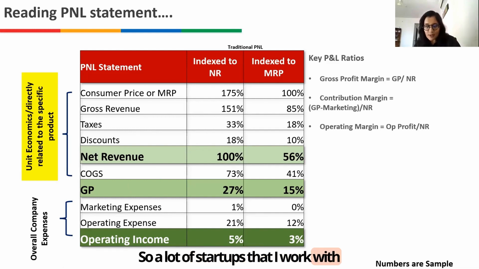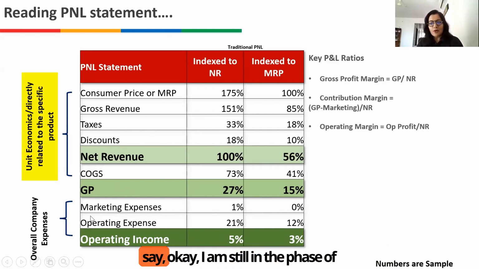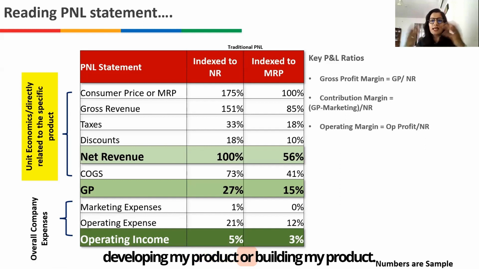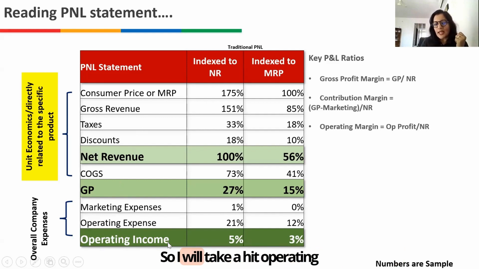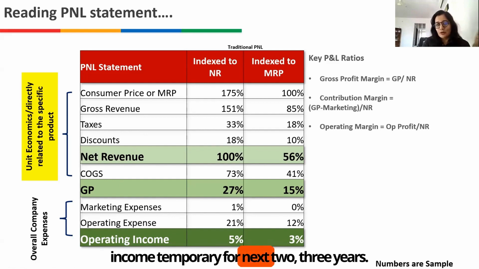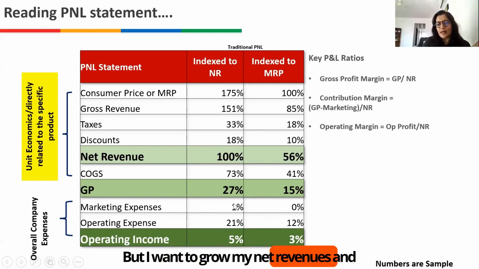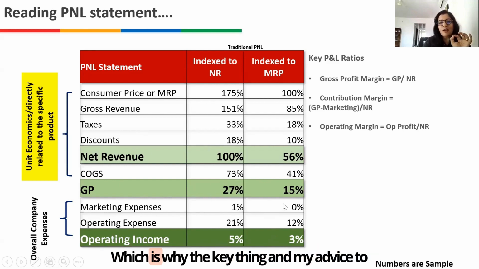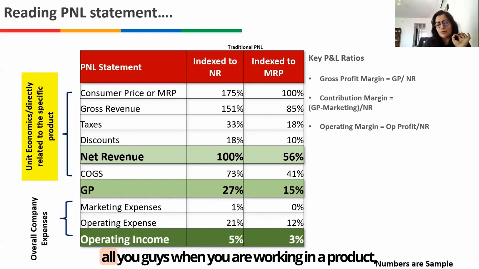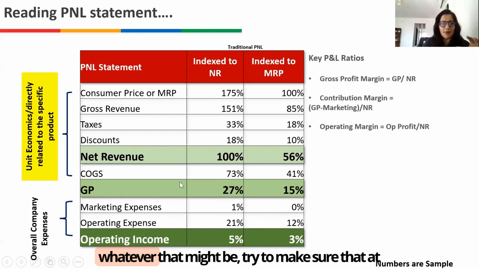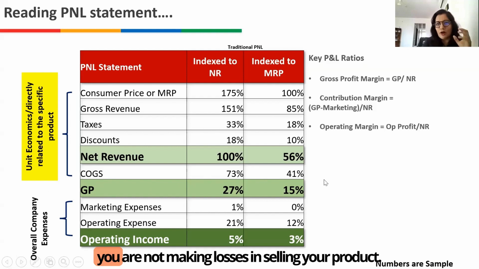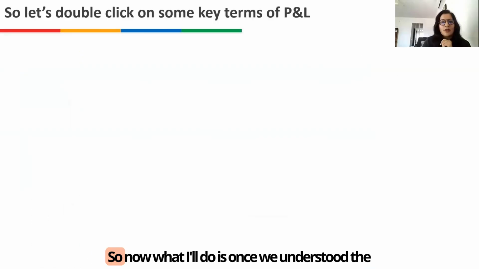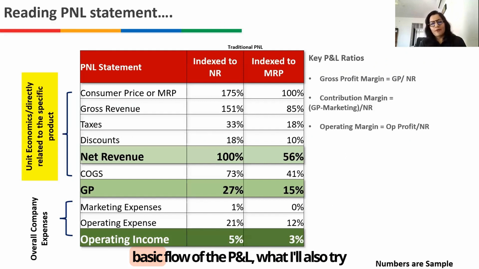A lot of startups that I work with, or when I was consulting with them, basically say, okay, I am still in the phase of developing my product, or building my product. So I will not be able to cover my fixed cost expenses because my sales are not that high. So I will take a hit in my operating income temporarily for the next 2-3 years, but I want to grow my net revenues and I want to make healthy gross profit margins. Which is why the key thing in my advice to all of you, when you are working on a product, whatever that might be, is to try to make sure that at a unit economic level, which is your gross profit level, you are not making losses in selling your product.